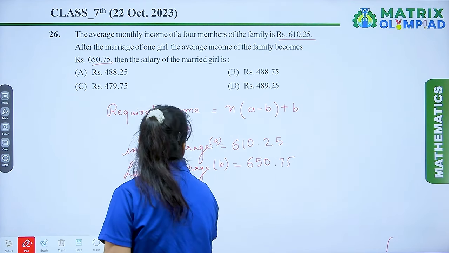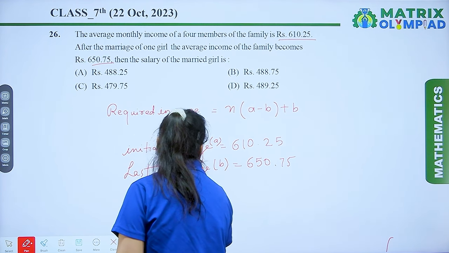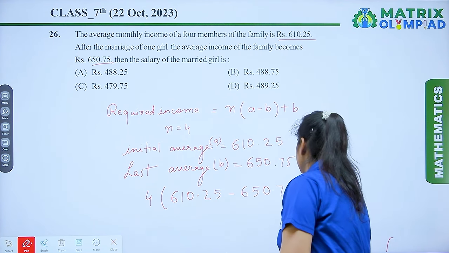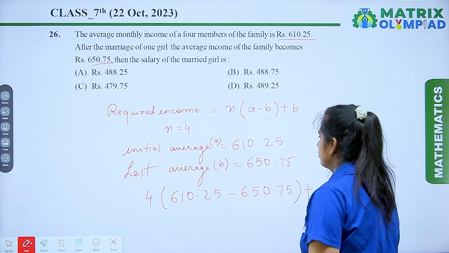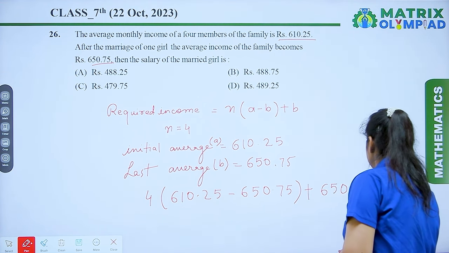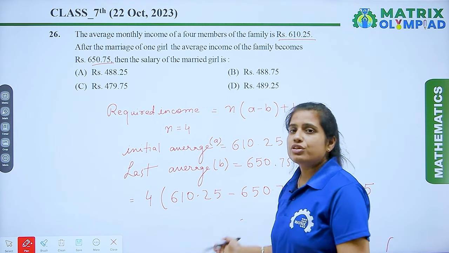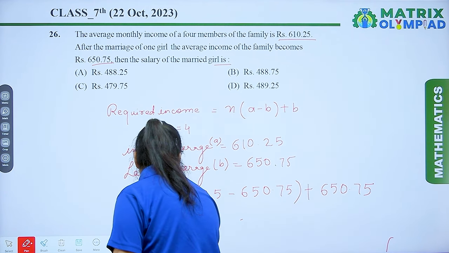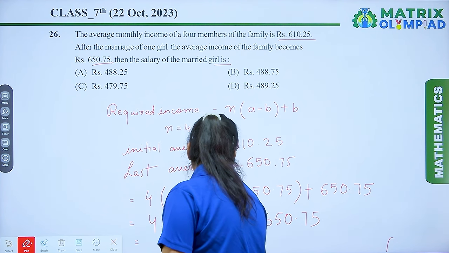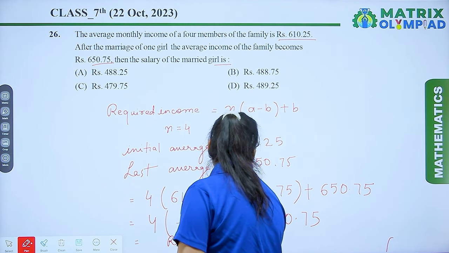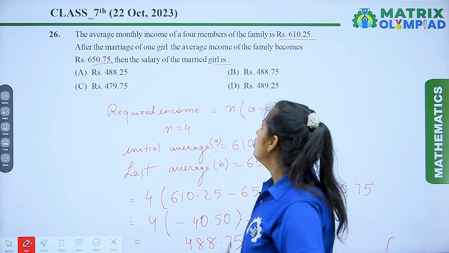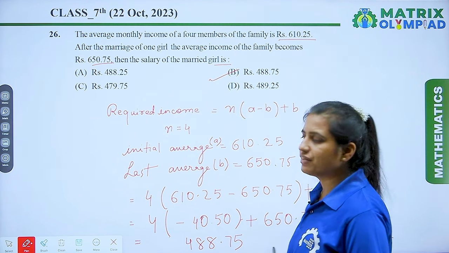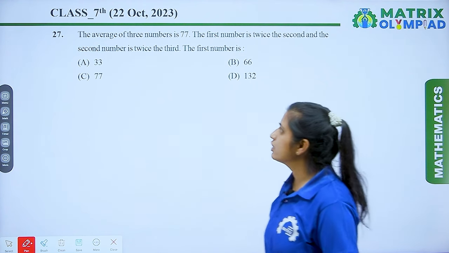That is 4 times A, which is 610.25. Now from this, we are going to get the salary of the married girl. So now let's calculate it. Here after calculation, we get 488.75. So our answer is option B, that is 488.75.